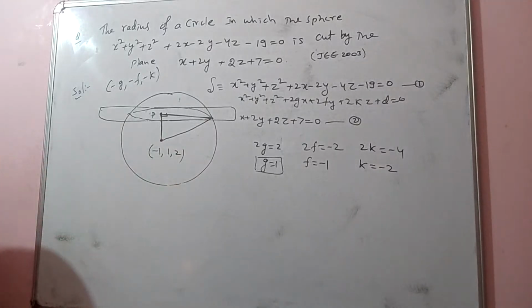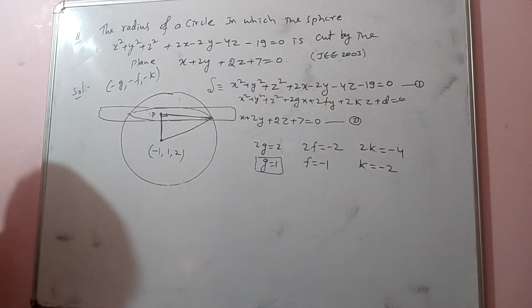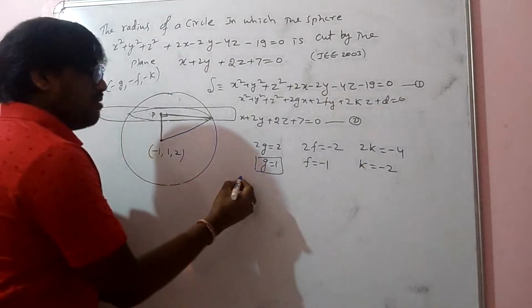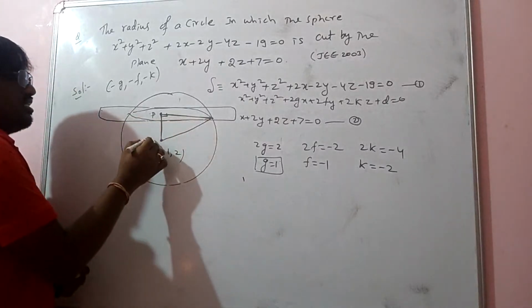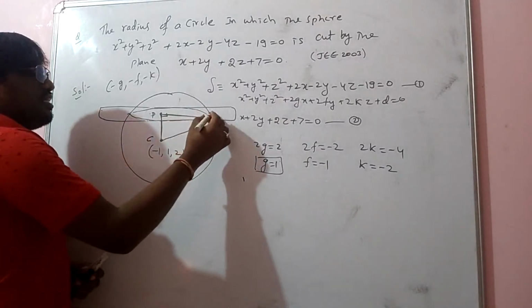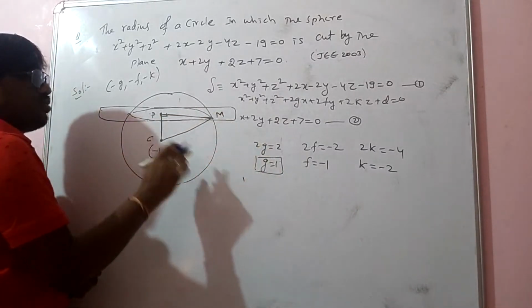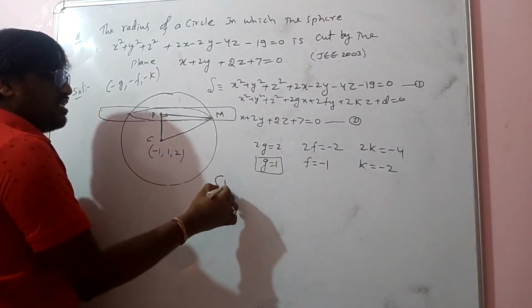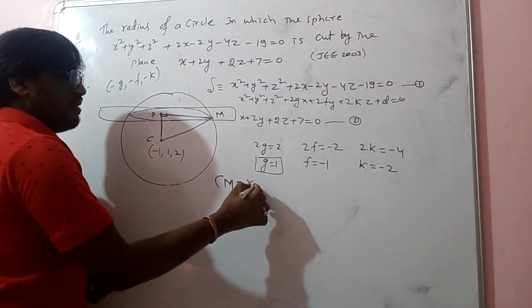So what is the radius formula? Square root of g square plus f square plus k square minus d. Right? That is the formula we have, so you can use the formula. So how much will the radius be? Let us take this as C and this as M, right? We took it like that, right? CM is the radius. CM is equal to the radius of the sphere.